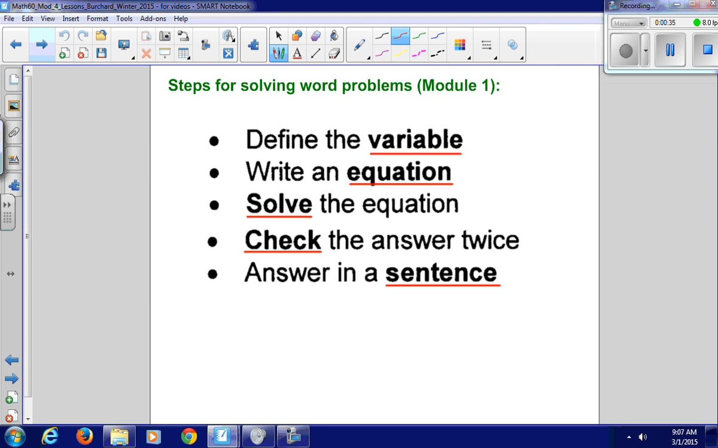So we're going to use the steps for solving word problems that we have been using all through the class from Module 1. Start by defining the variable, write an equation, solve the equation, check the answer twice, and answer in a sentence. So we'll always use that same process, but of course the hard part is not the steps, it's interpreting the word problem and making the steps happen with a particular word problem.